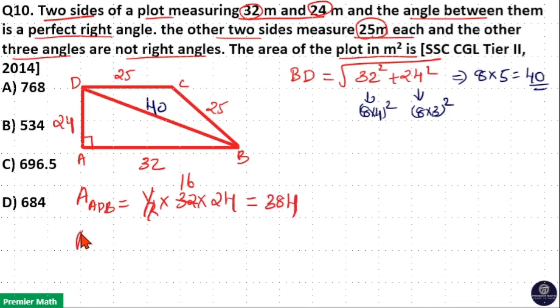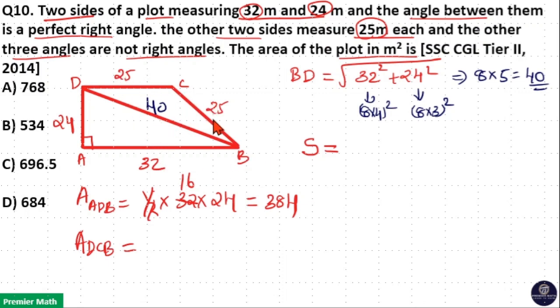Now we need to find out the area of triangle DCB, which is equal to root of s into s minus a into s minus b into s minus c. So before that we need to find out the semi-perimeter. Semi-perimeter means the sum of all the lengths divided by 2.